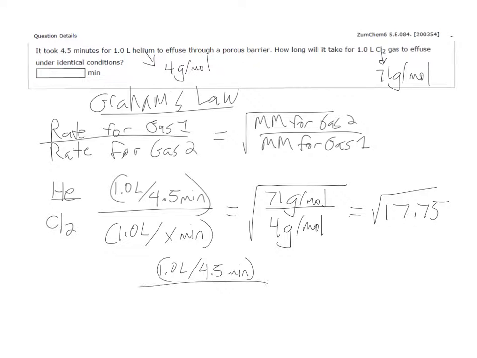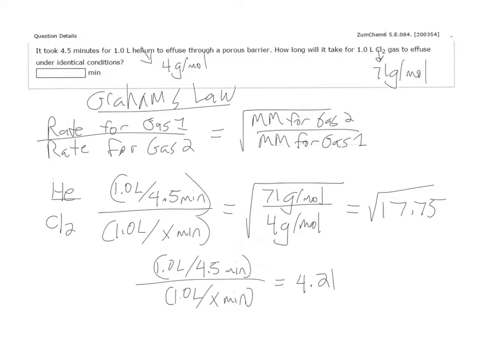It's still 1 liter over 4.5 minutes over 1 liter over x minutes, and that all is equal to 4.21. Now, importantly, it's 1 over 4.5 over 1 over x. It's not 4.5 over x, because if you set it up that way, you'd end up with the wrong answer.